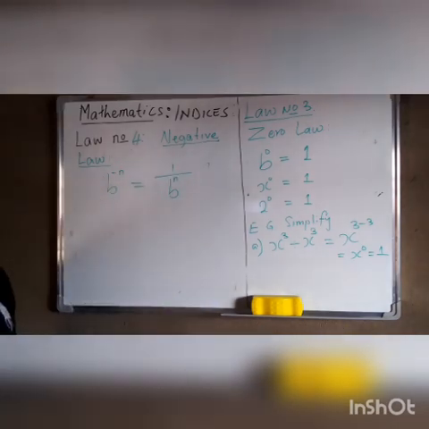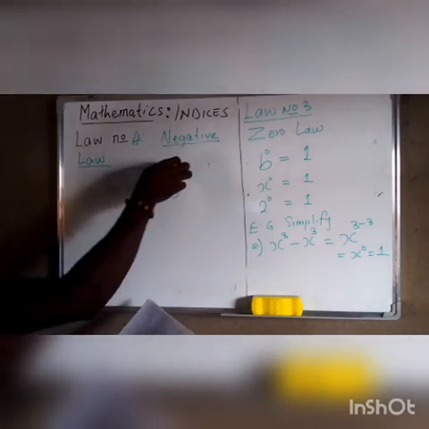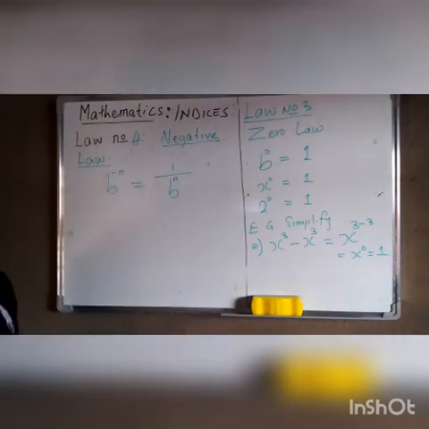So once a number or a letter is raised to a negative power, we can always remove the negative sign by introducing 1 on top of the number. So now let's look at an example.